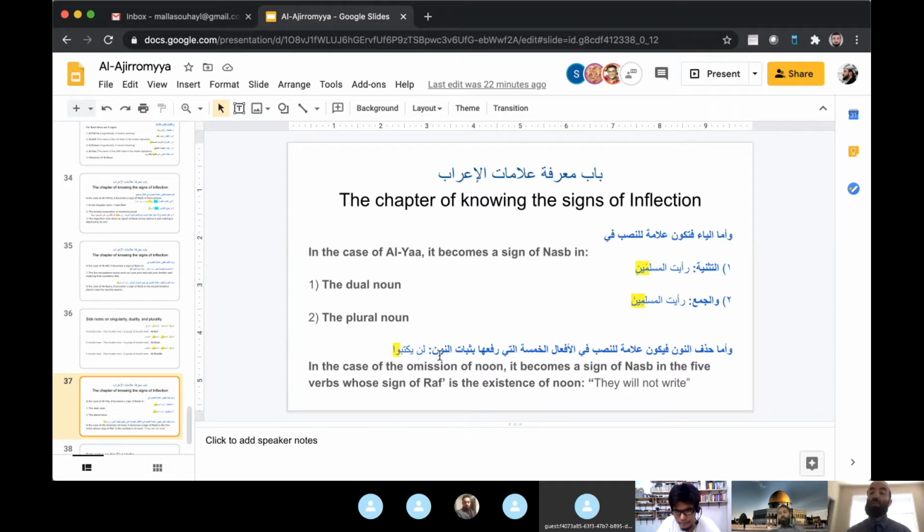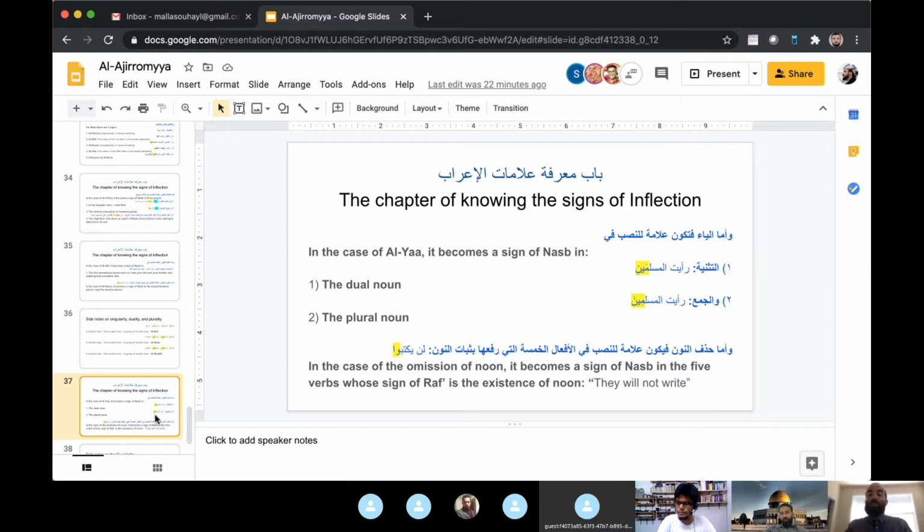So when does the omission of noon become a sign of nasab? In those 5 verbs for which noon is a sign of rafa. And we mentioned them: yaktubani, yaktubuna, taktubani, taktubuna, taktubina. These are the 5 verbs. And the example I have is lan yaktubu, they will not write.